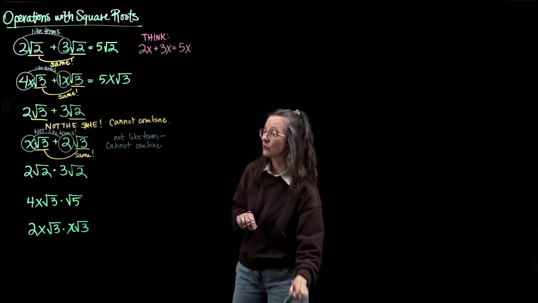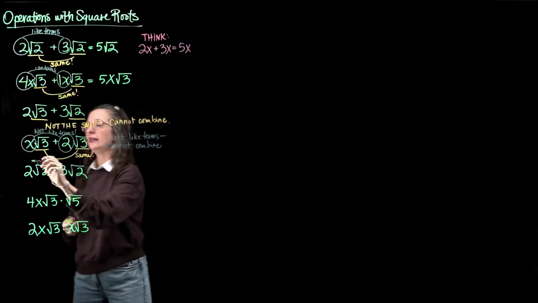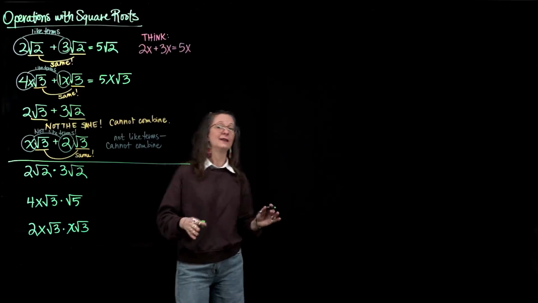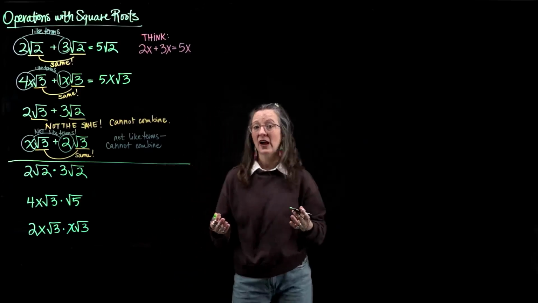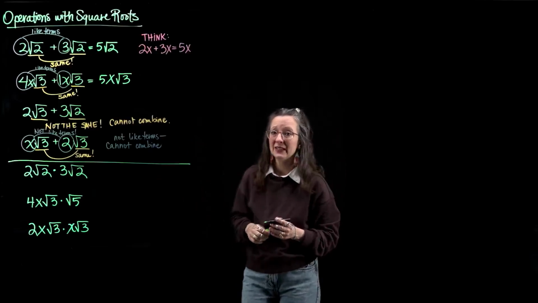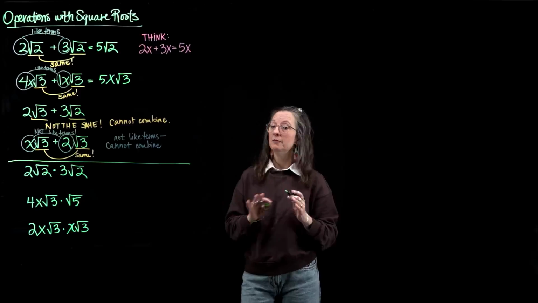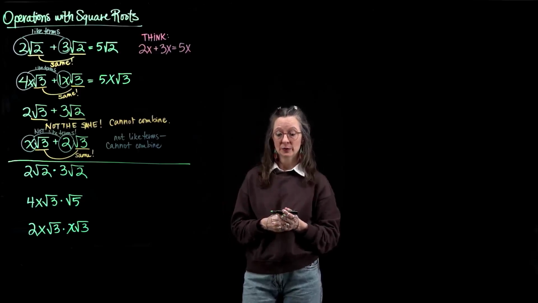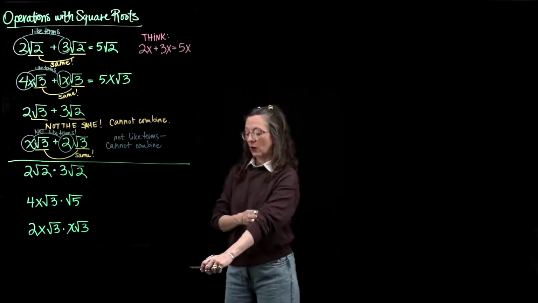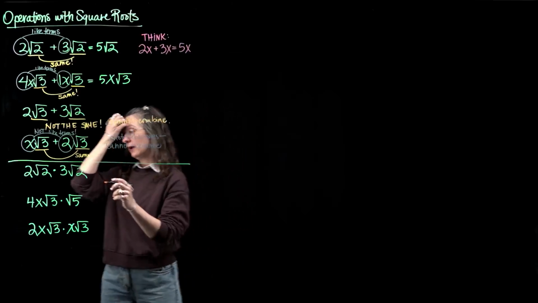Now here's some good news. When we multiply and divide, it's kind of like multiplying and dividing fractions. We don't have to have a common denominator, and when we multiply and divide square roots, we do not have to have like terms. So we want to think about when we multiply together, we want the number part to get combined.